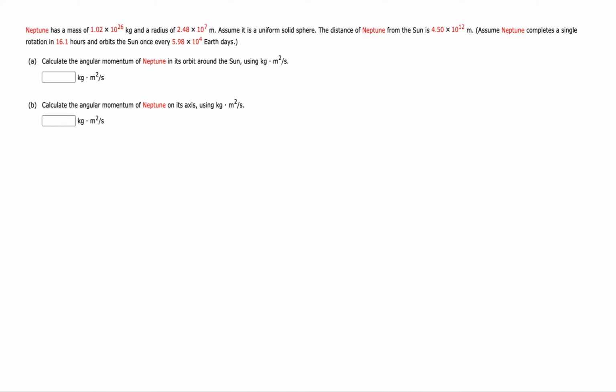Neptune has a mass of 1.02 times 10 to the 26 kilograms and a radius of 2.48 times 10 to the 7 meters. We'll treat it as a uniform solid sphere. The distance of Neptune from the Sun is 4.5 times 10 to the 12th meters, and assume that it completes a single rotation in 16.1 hours, orbiting the Sun every 5.98 times 10 to the 4th Earth days. They want us to find the angular momentum of Neptune in its orbit around the Sun.